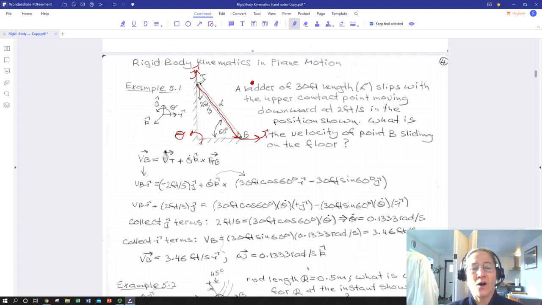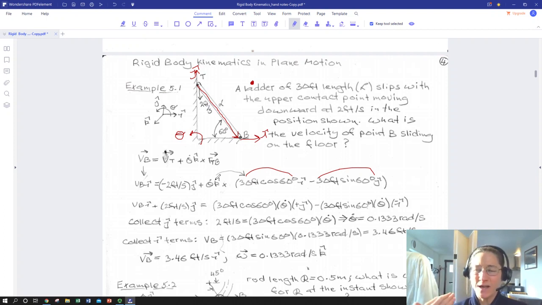And we can define r from T to B by the geometry of the problem. So we have 30 feet sine theta downward in the j direction, and we have 30 feet cosine theta positive from T to B in the i hat direction. So now we're just going to do our cross product. We'll end up with theta dot times 30 feet cosine theta times k hat cross i hat. You're going to get real good at doing these cross products.